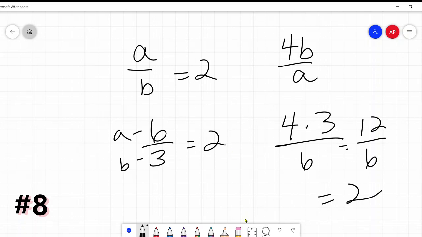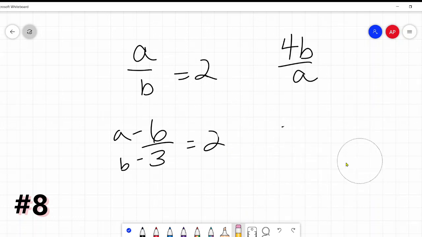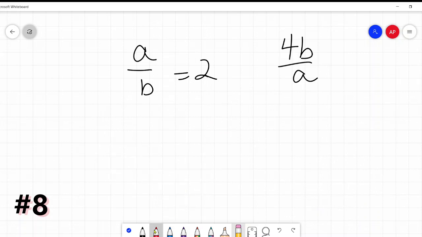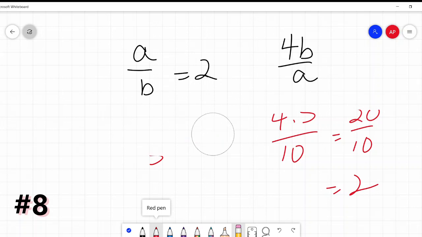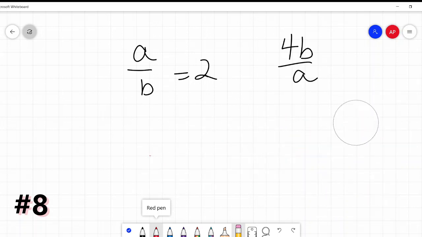You go, is it really that easy? It is. I'll show you real quickly another one, just if you don't believe me. 10 divided by 5 equals 2. 4 times 5 divided by 10, 20 divided by 10 equals 2. That is a very simple way to do this. Just plug some numbers in and solve it.